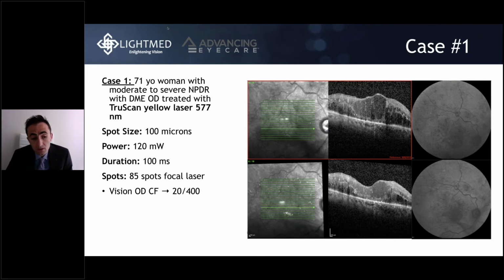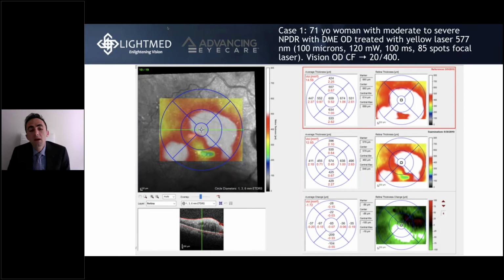Her vision significantly improved from counting fingers to 20/400, and she was satisfied with the outcome. You can see anatomically how the swelling of the macula has significantly improved, and her vision actually improved as well. When we go to the thickness map of the macula utilizing the OCT, you can see the drop in the central macular thickness of 85 microns after 1 session of treatment with the laser. And also you can see a significant drop of the thickness of the macula within the different quadrants and octants of this map.